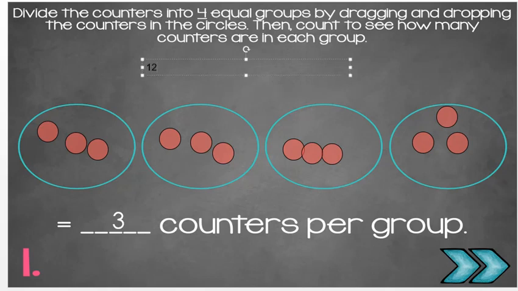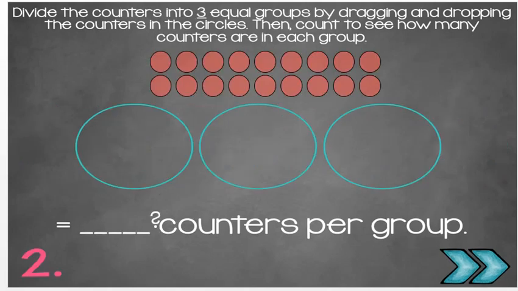So here we have the answer that is 12 divided by, and I don't have a divided symbol, so I'm using this one, 4 equals 3. So 12 divided by 4 equals 3. So we have 12 counters going into 4 groups, which equals 3 counters in each group.